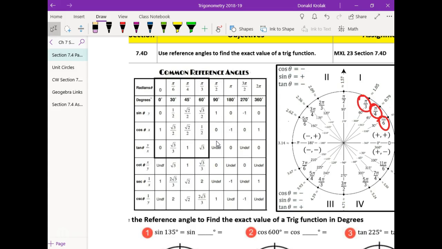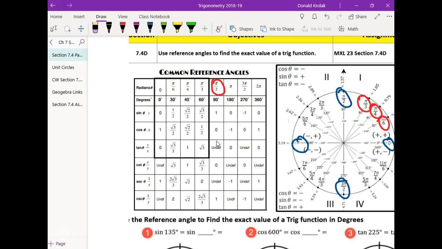Okay, now we've done this table before. All right, then over here are your quadrant angles. Okay, so your pi over 2, pi, 3 pi over 2, 2 pi. These are your values at the different quadrants.